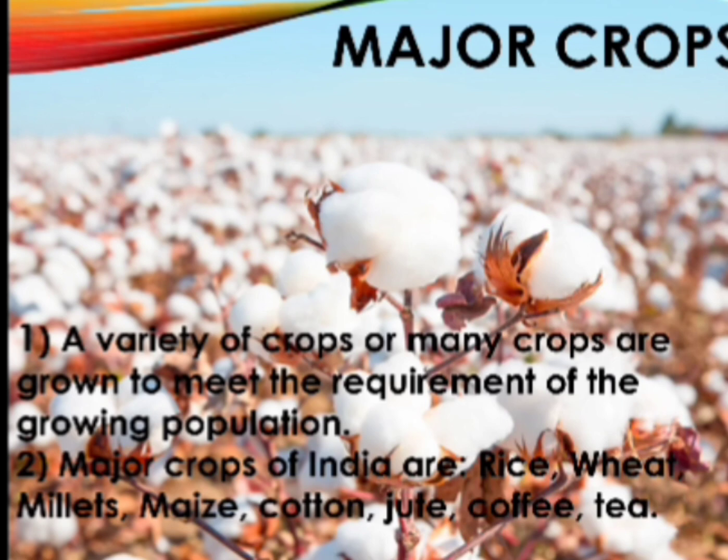A variety of crops are grown in the world to meet the requirements of the growing population. These crops provide raw material for agro-based industries. Major food crops are wheat, rice, maize, and millet. Jute and cotton are the important fiber crops, and the beverage crops are tea and coffee. Let us discuss all these crops one by one.